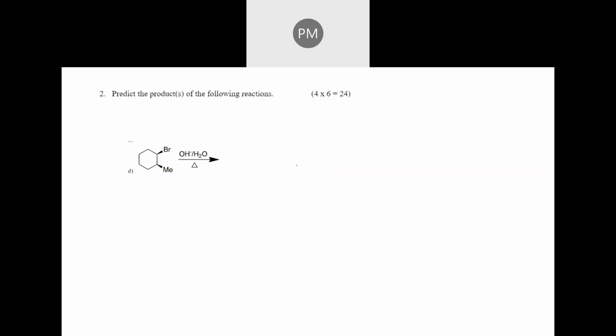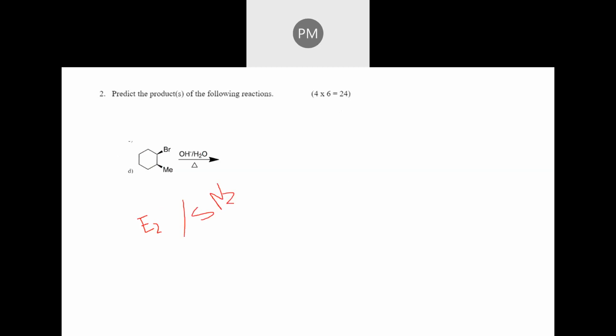Now the next example: one with Br and Me, and we have given some heat. For this reaction, this one may favor E2 and SN2 reactions. E2 means the elimination reaction, and some unsaturation, that is a double bond, will be coming. For the strong nucleophile I have told you that SN2 reaction will be favored.